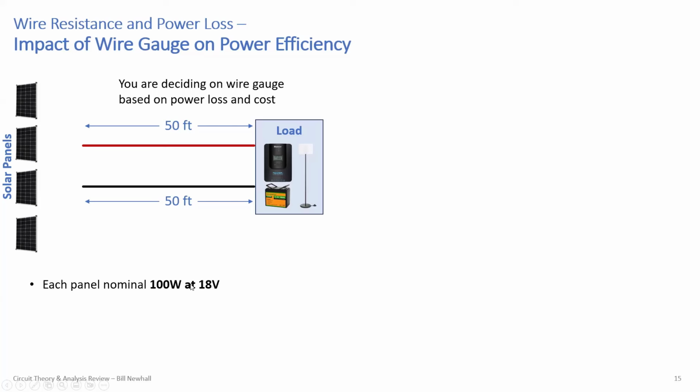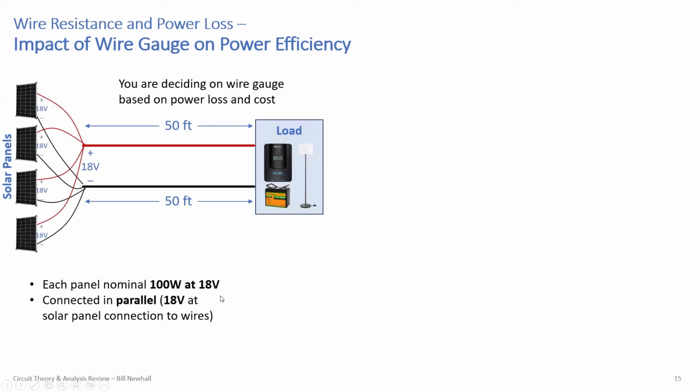So each panel is nominally 100 watts at 18 volts for this particular panel that I chose. And that's the sun's power roughly, in just bright sun roughly is a kilowatt per square meter. At 20%, 23%, you get about 200 watts out of a square meter. And so this is probably a half square meter panel with a voltage of 18 volts.